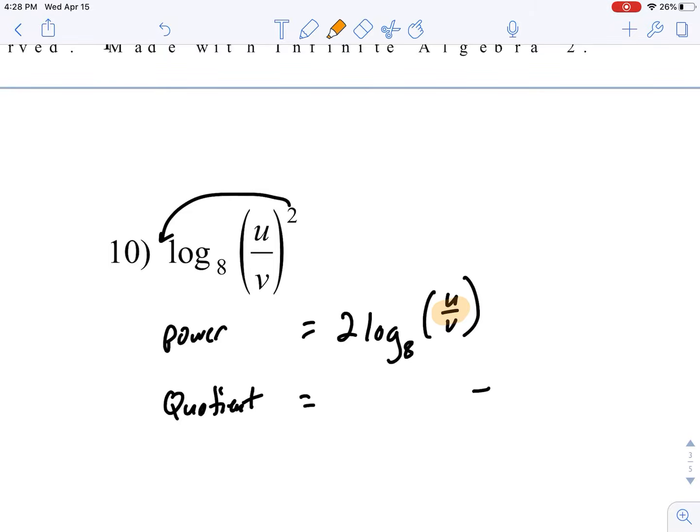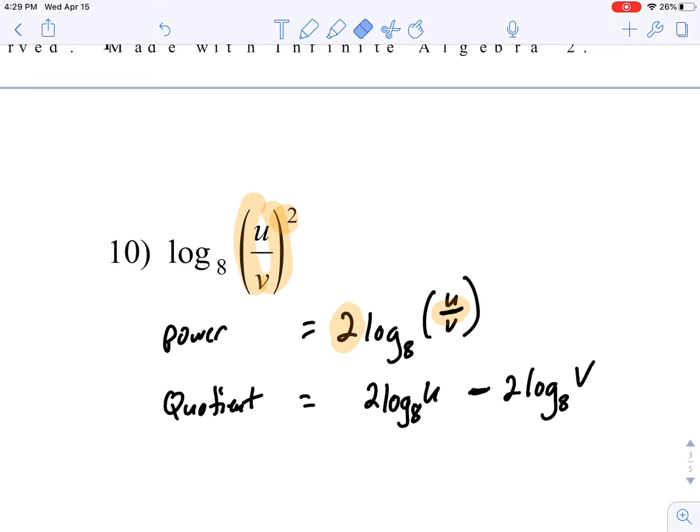But now that there's the 2 in front of the logarithm, it's sort of locked in there. So I need to write 2 log base 8 of u minus 2 log base 8 of v. So the division bar splits it into 2 logarithms with a minus sign in between. That 2 sort of goes along with both of them. And it kind of makes sense because the 2 was applied to both of them in the original problem.